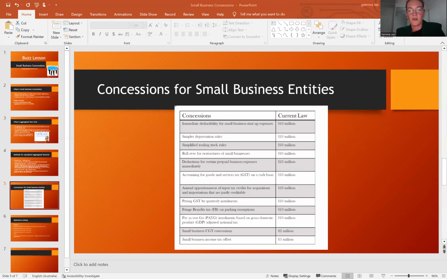We've run out of time to go through the rest tonight, so please do a little research in your own time and learn the available concessions for small business.